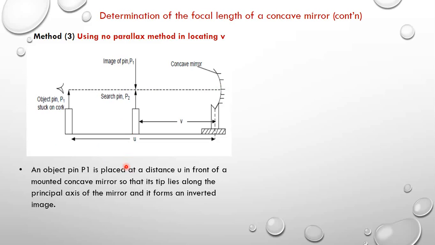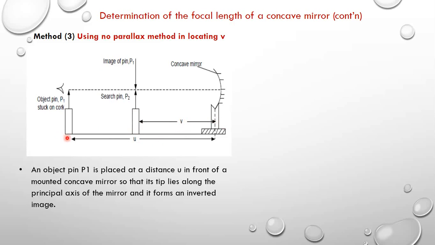We shall get a search pin, another pin which has been stuck on a cork, and place it between the object pin and the concave mirror. Then we shall move that search pin until the image of the object pin P1 coincides with the search pin P2. When that is achieved, we shall measure the distance between the search pin and the concave mirror, and record it as V.